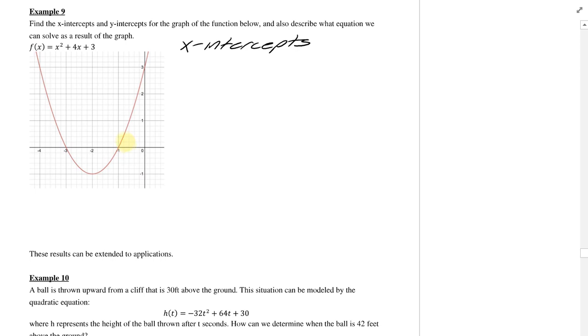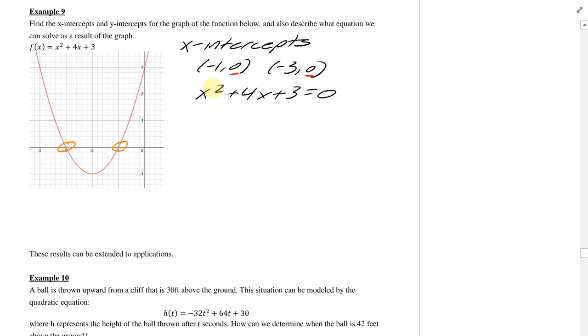So my x-intercepts in this case are here. So what are these points? I've got to be careful. This is -1, 0 and -3, 0. Those are the 2 points. Now that we're here, what equation can I actually solve? Well, I can take this and set it equal to 0. That 0 comes from the y part of the coordinate. So I'm going to set this equal to 0.